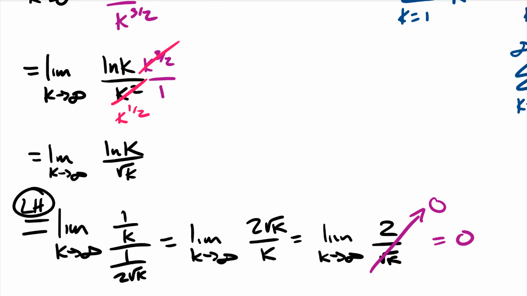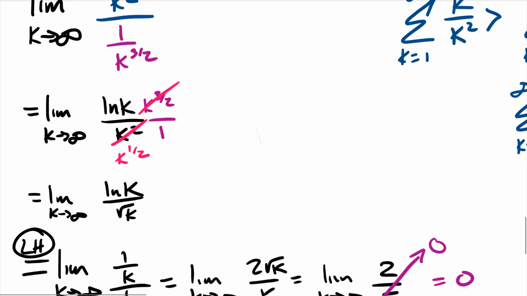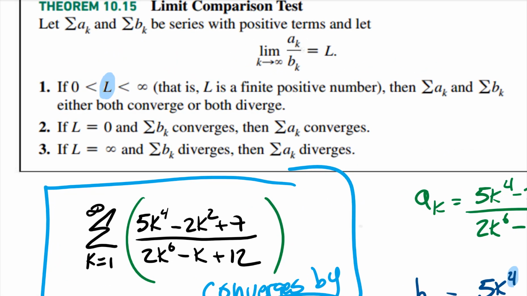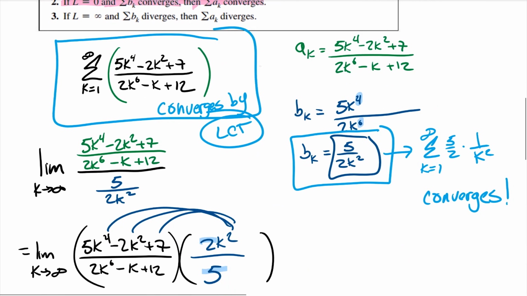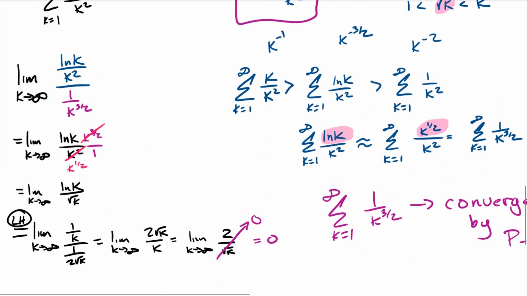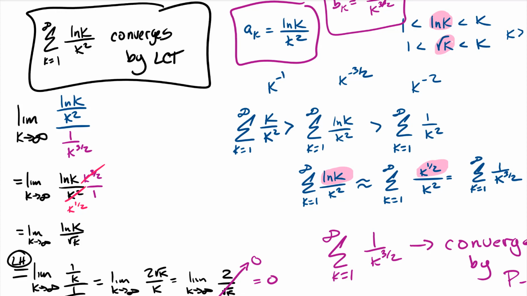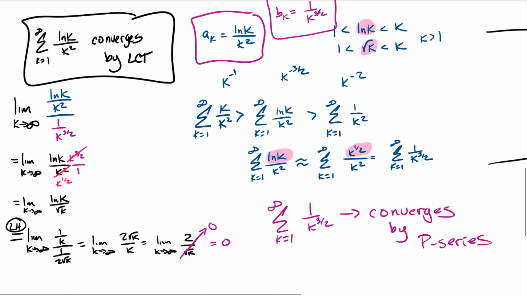Therefore, by the theorem, sorry, all that writing. If the limit is 0 and b sub k converges, that's what we had, then the sum of a sub k converges. And the a sub k is our original problem. We say this converges by LCT. All that work just to say, yeah, it converges, dude.